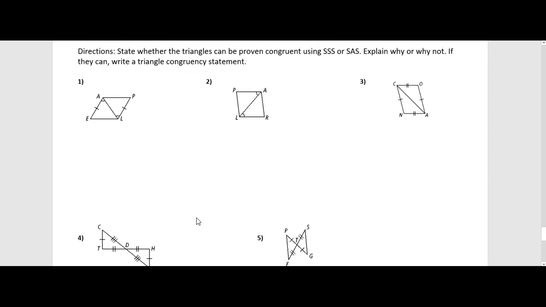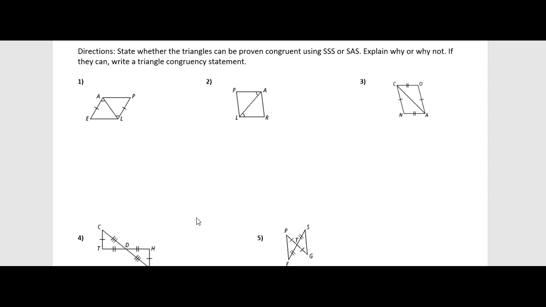We're going to do some of these, 1 through 5. It's to state whether the triangles can be proven congruent using SSS or SAS. Explain why or why not. If they can, write a triangle congruency statement. We're going to do 1 and we're going to do 2. So pause the video, take a minute or two.